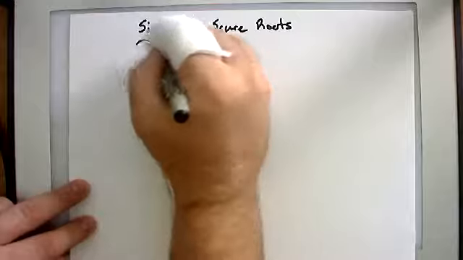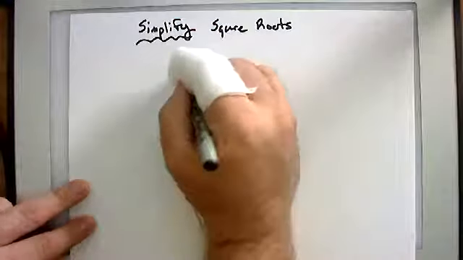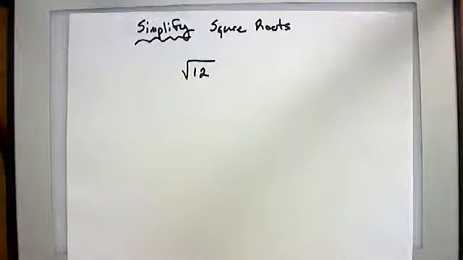If it says simplify, the implication is that it's not going to have a clean value. So let's just say something like the root of 12. It'll say simplify the square root of 12. So pay attention to the instructions. If it says simplify, that's a different game than if it says evaluate.